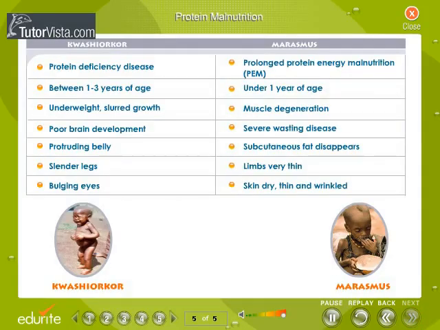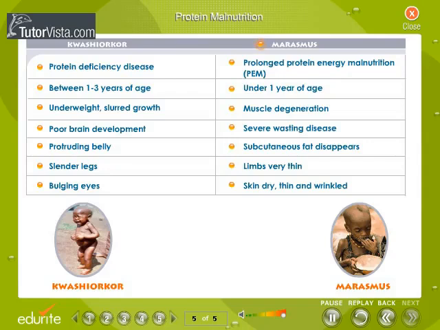Protein malnutrition. Insufficient supply of nutrients to the body causes diseases like kwashiorkor and marasmus. Kwashiorkor. Kwashiorkor is a protein deficiency disease. It commonly affects infants and children between 1 to 3 years of age. Common symptoms are underweight, slurred growth, poor brain development, protruding belly, slender legs, and bulging eyes.